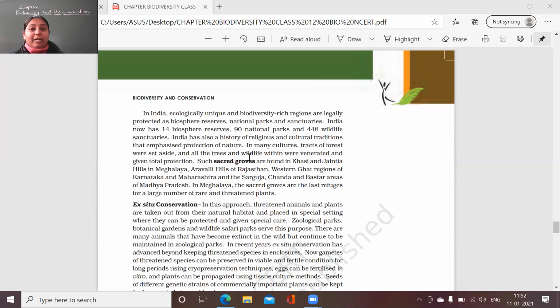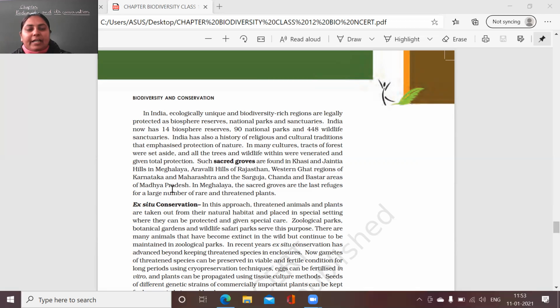they have constructed so many ecologically unique and biologically rich regions in our country in the form of biosphere reserves, national parks and sanctuaries. So in India, these are the older data. Now this data has changed. So 14 biosphere reserves were earlier found in our country, 90 national parks are there, and 448 wildlife sanctuaries are there in our country. They are constructed by the Indian government and are under its supervision. The plant and the animal species are conserved in these biosphere reserves, national parks and wildlife sanctuaries.